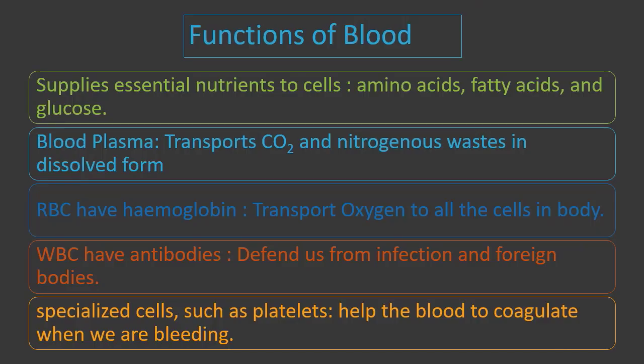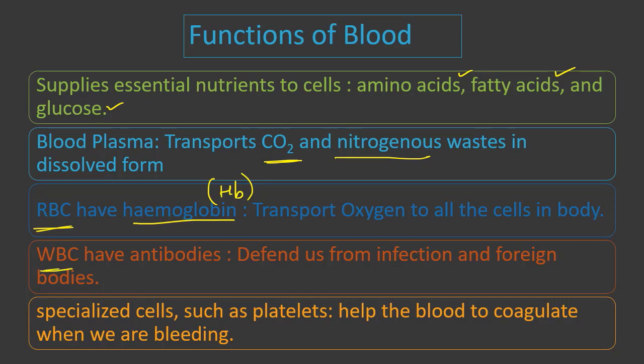Now, what are the functions of the blood? The major functions are listed here. Let's go one by one. One is to supply the essential nutrients to the cell, that is amino acids, fatty acids, and glucose. Then there is the blood plasma, which transfers the CO2 and nitrogenous waste in dissolved form. Then you have the RBC, which has the hemoglobin, also written as HB, which transports oxygen to each and every cell in the body.